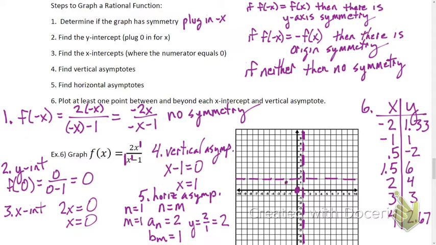So we have a dot there, a dot there, and a dot here. So now you can kind of see what the graph does. Let's see, on the other side of the dotted line, we have a dot right here, right next to it up at 6. One at 2, 4. 3, 3. And 2 2/3.